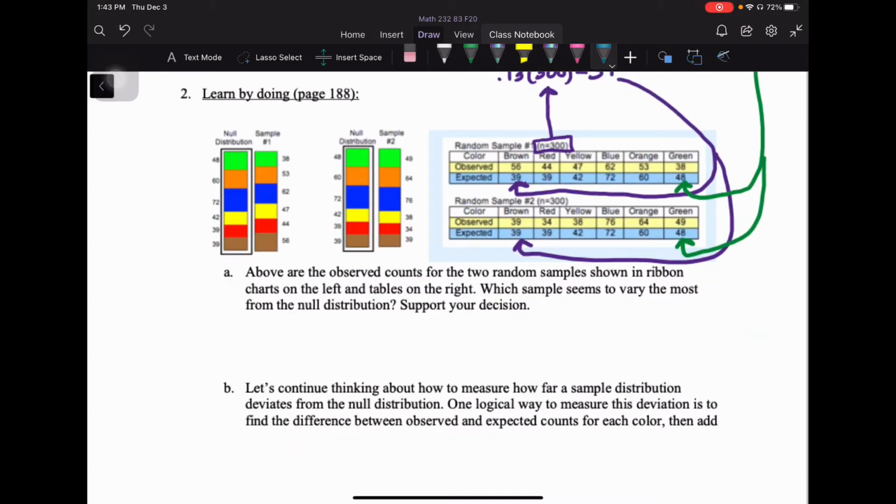Question 2 talks about the learn by doing from page 188. We've got stacked bar charts on the left, which are called ribbon charts here. I like to call them stacked bar charts. And then we have tables on the right. So we have these observed counts here in the yellow and expected counts in blue for the random sample 1 of sample size 300 and the random sample 2, which is also sample size of 300.